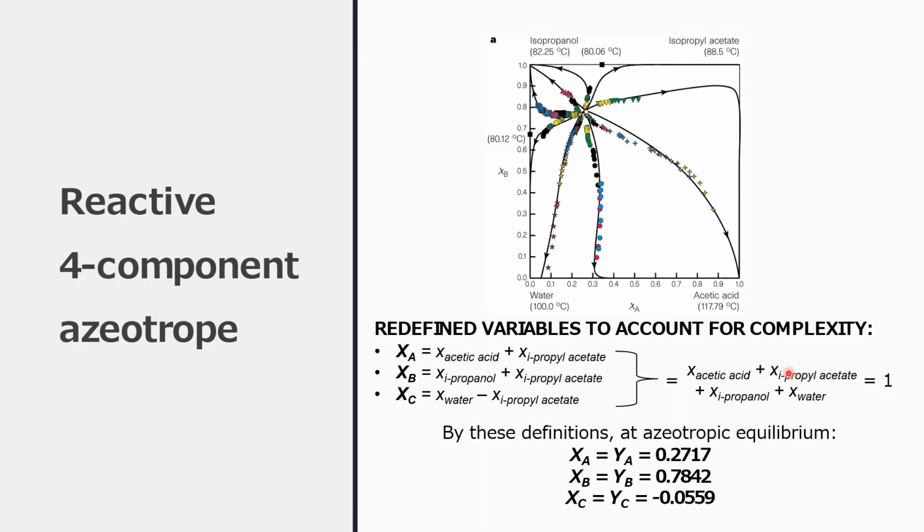In this mixture of acetic acid, isopropyl acetate, isopropanol, and water, they were able to reach azeotropic conditions with the compositions of XA, XB, and XC as seen at the bottom of the slide, at a temperature of 78.99 degrees Celsius. What is so special about this specific azeotrope, however, is that it exists at chemical and phase equilibrium. Prior to this research, it has been proven on paper that it was possible to have an azeotrope at chemical and phase equilibrium. However, it had never been determined experimentally.